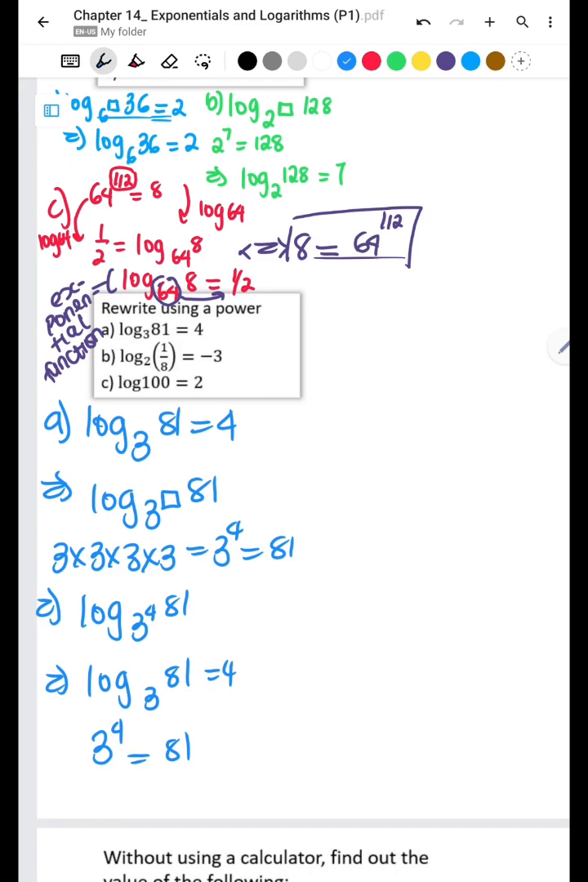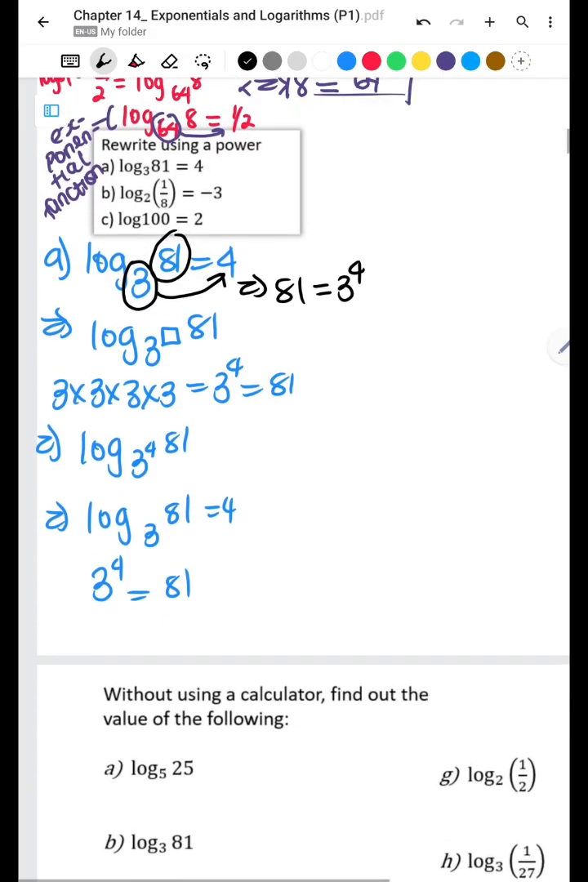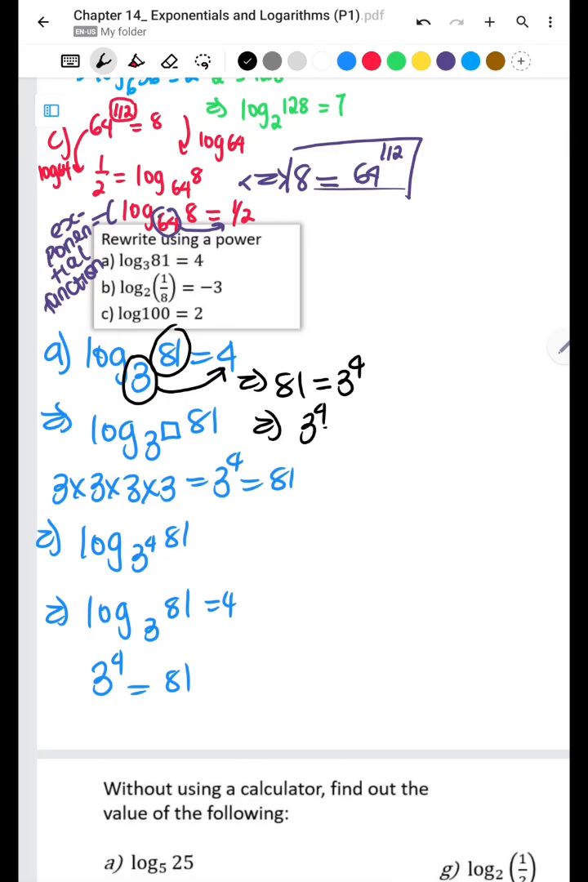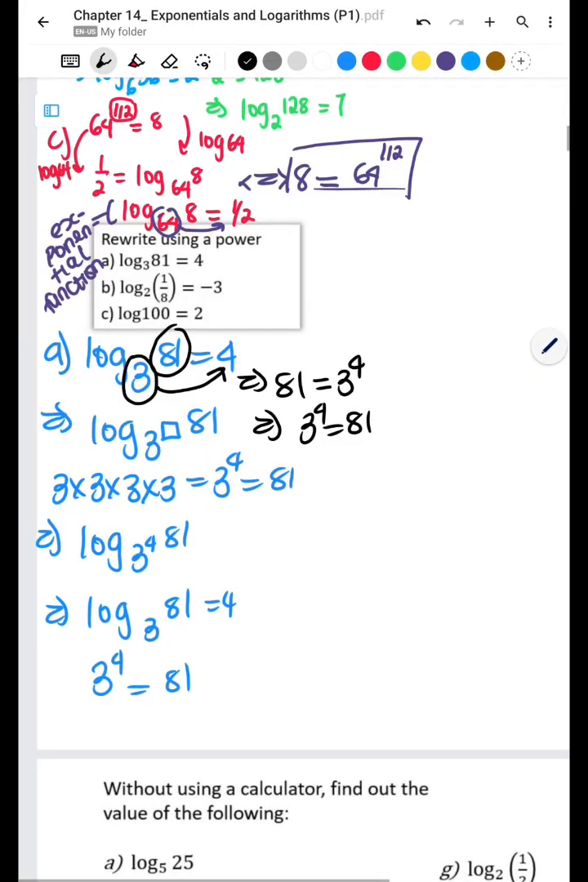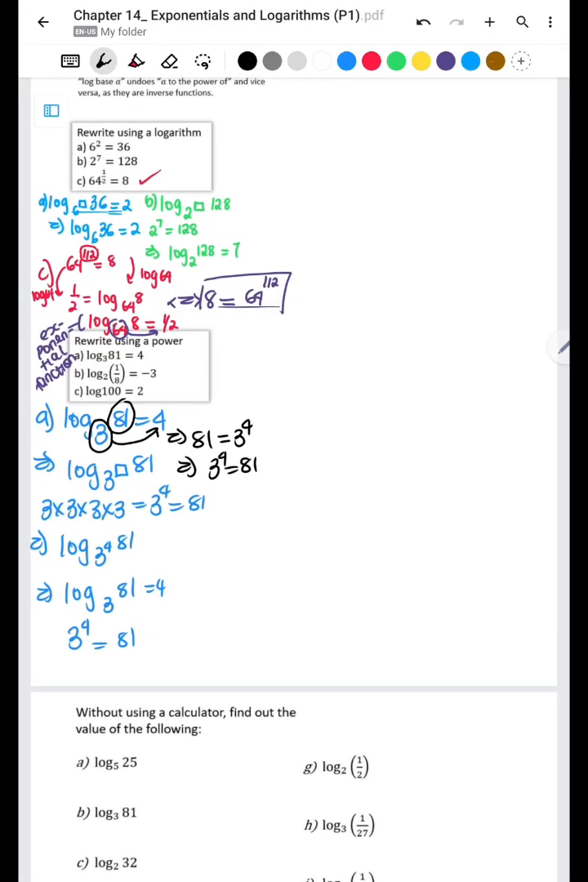It can also be done in the simplest way I talked about, where I make 81 on its own, and 3 takes this as a power, equal to 3 to the power of 4, which is the same as 3 to the 4 equals 81. That said and done, I can move on to the B part, where I have log base 2 of 1 divided by 8 is equal to negative 3. For this one, I can take 2 to be the power of this. So 2 to the negative 3 is equal to 1 over 8.